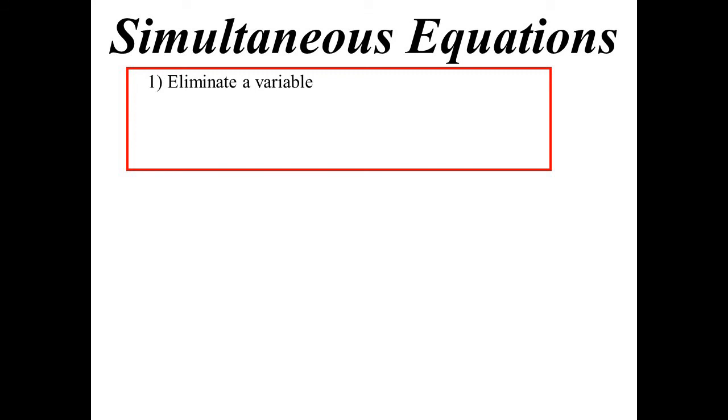All right, let's take a look at the idea of simultaneous equations. The most common way of doing it is the elimination method, where you want to eliminate a variable. Anytime you have the same number of equations as you do pronumerals, theoretically you should be able to find the value of each of the pronumerals.